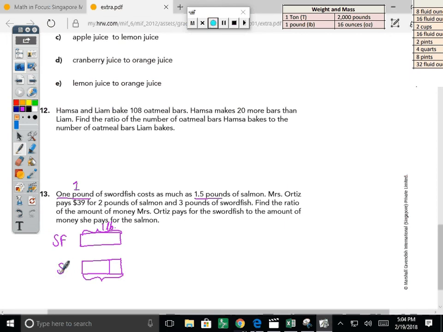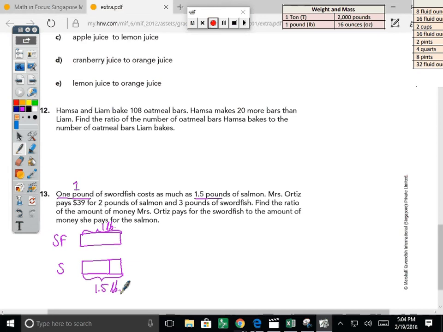I'll call this just S for salmon. And call that 1.5 or 1 5/10 pounds of salmon. All right, well let's read on and see what they tell us. Mrs. Ortiz pays $39 for 2 pounds of salmon. Well, she's buying more salmon. And 3 pounds of swordfish.